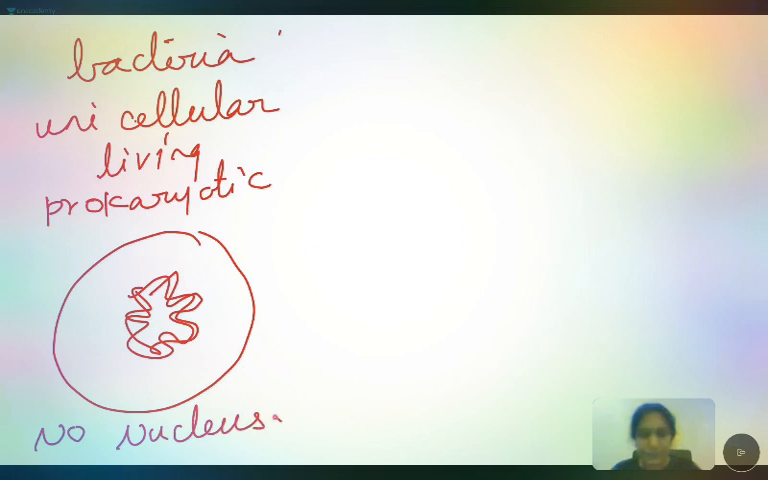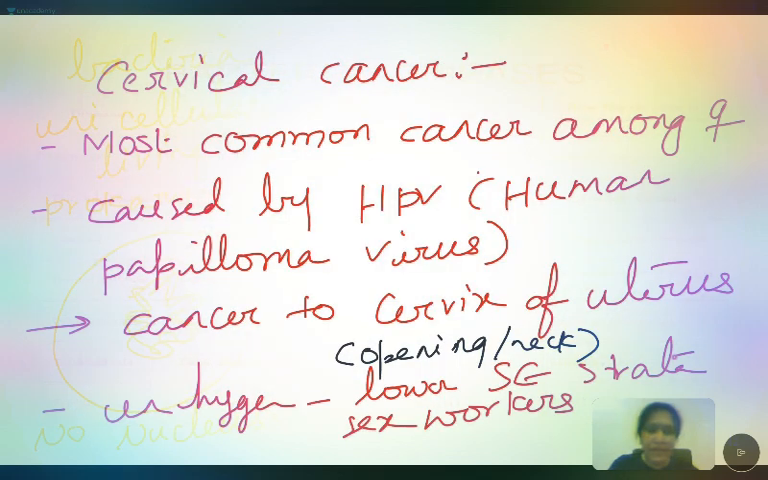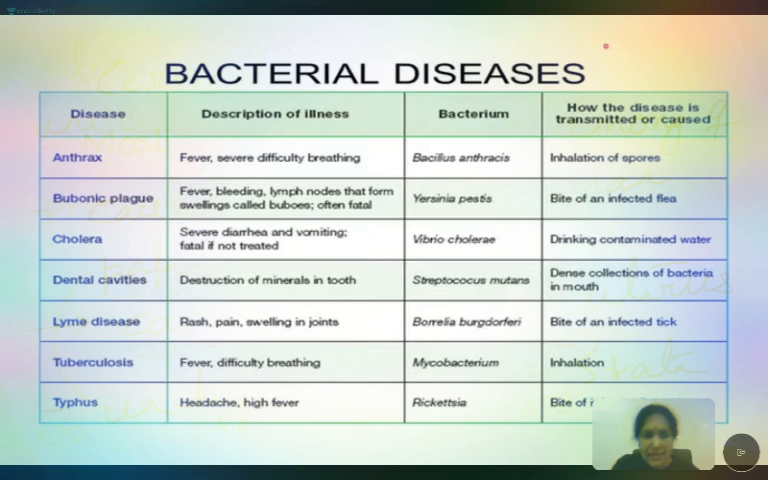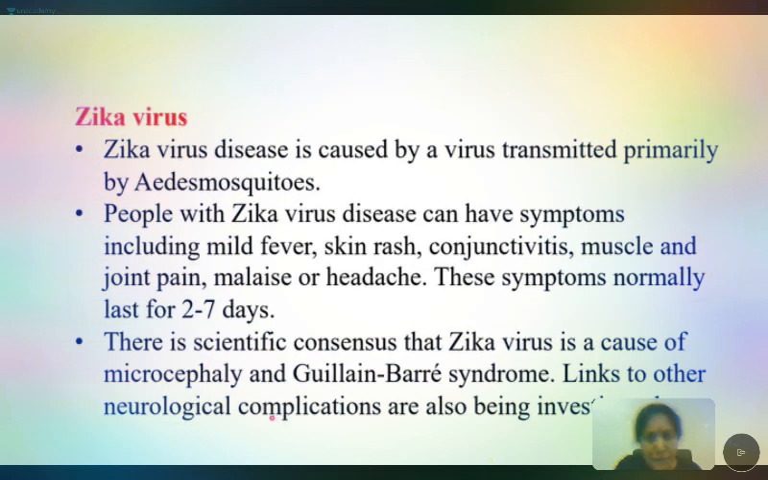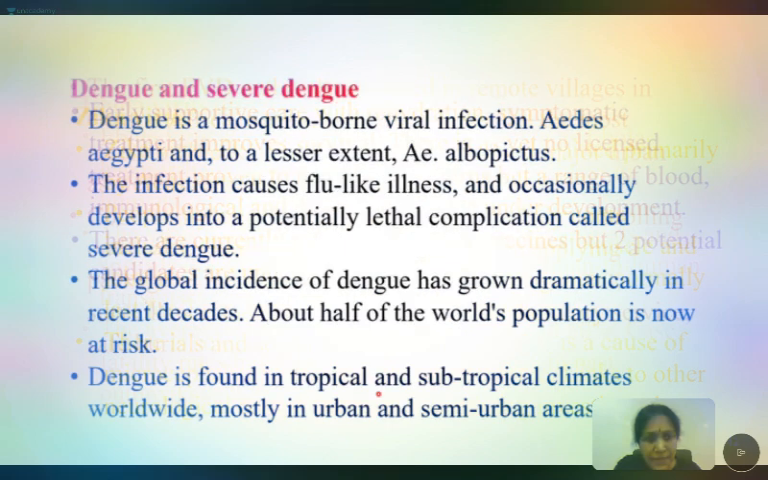Examples: all these are the examples of bacteria. Is it clear? Virus examples: all these are the examples of viruses. Clear for all of you? What is virus, what is bacteria, and examples are covered.